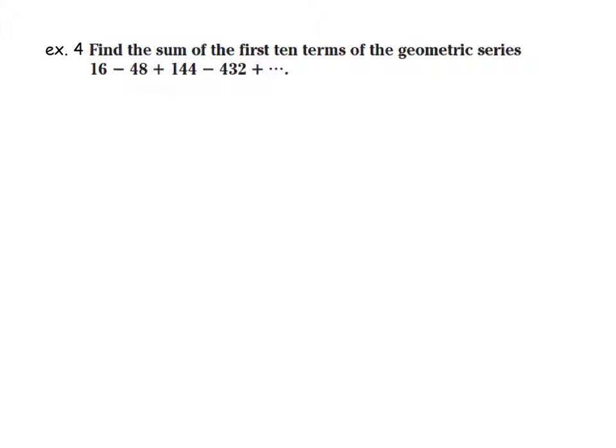So find the sum of the first 10 terms of the geometric series. The first thing we need to do is figure out what that r is. If you're not sure, it's just a matter of taking the second term and dividing it by the first, or taking the fourth term and dividing it by the third. So in this case, negative 48 divided by 16 gives us negative 3.